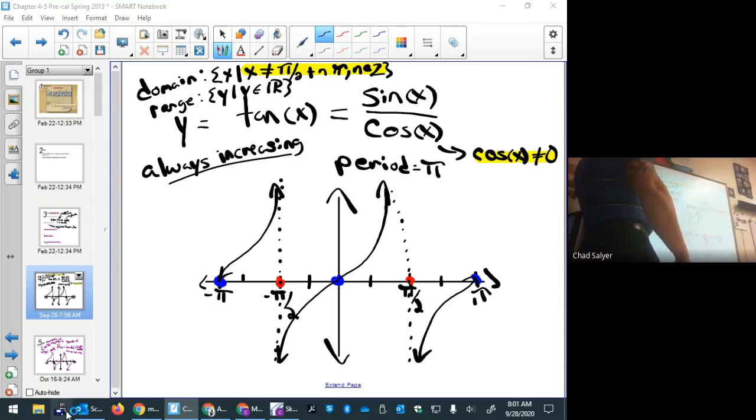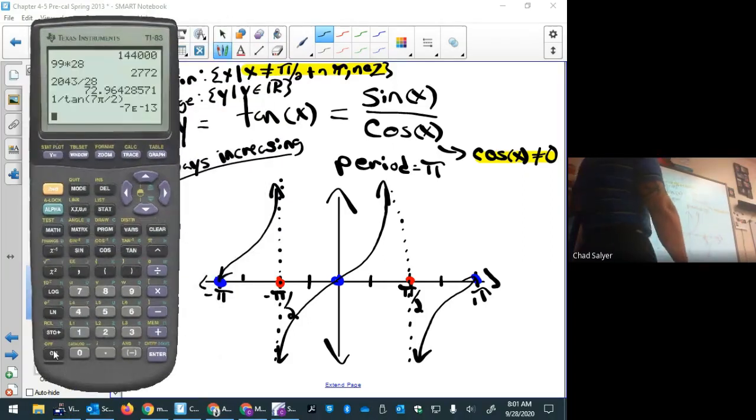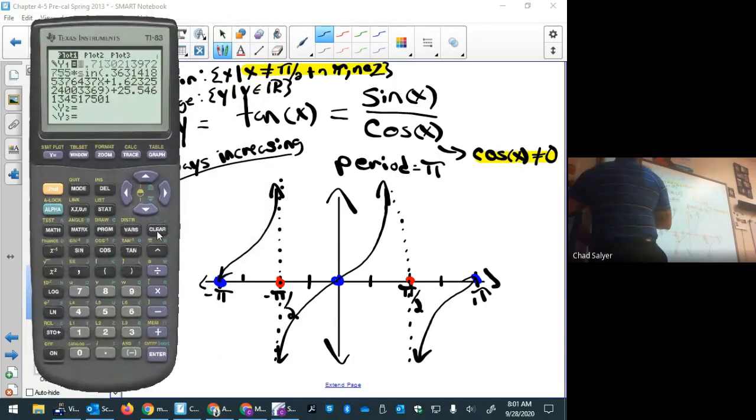And let's use our calculator to confirm our graph here. So we want tangent x, and we want to go from negative pi to pi, and we want to go from, say, negative 2 to 2.